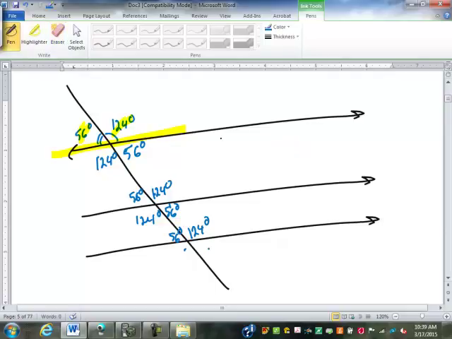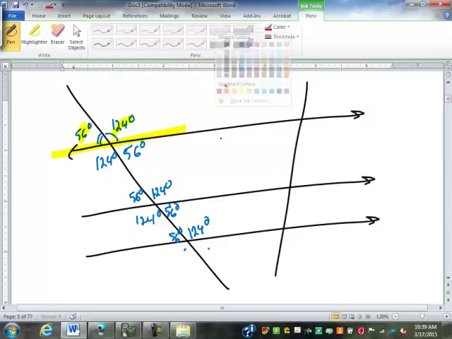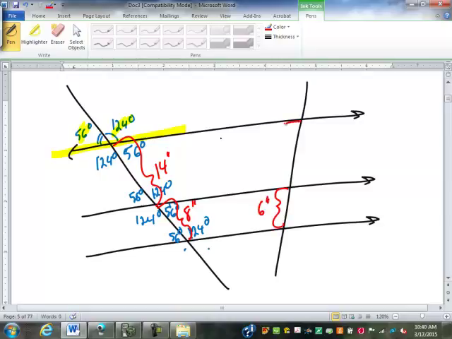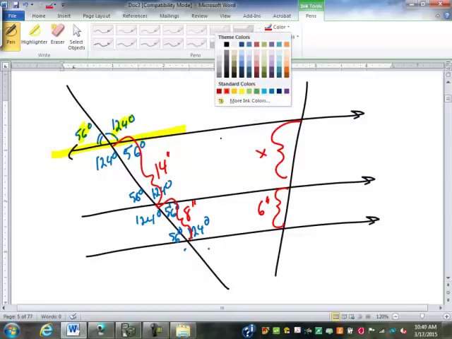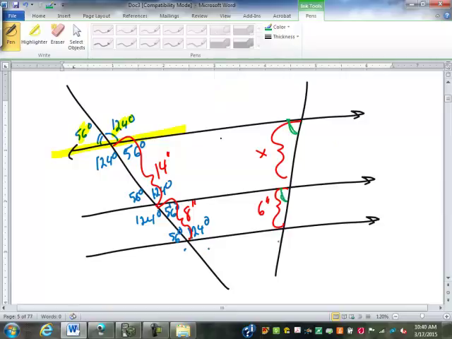The other feature that we have on parallel lines, let's say I cut this with another transversal like this. Let's say I label this length here as 14 inches, and this length here is 8 inches. If this length turns out to be 6 inches, can I find this length? Well, yeah, because the angles here are all the same. Because this angle and this angle have to be the same, and this angle and this angle have to be the same.